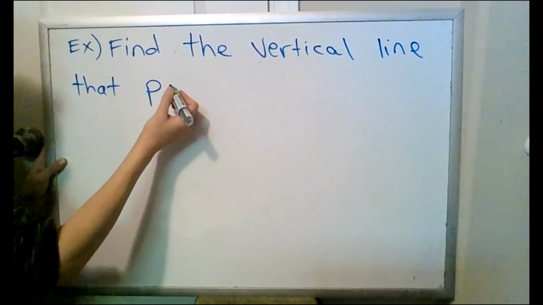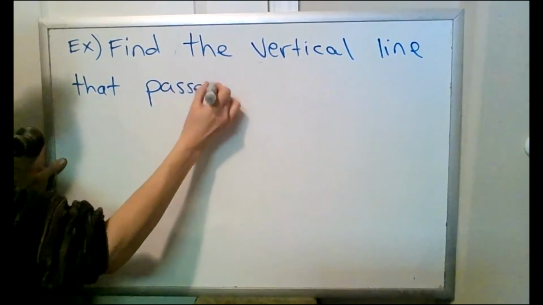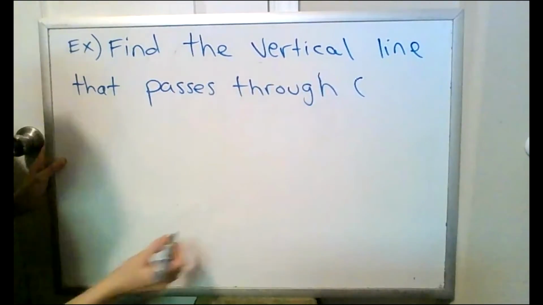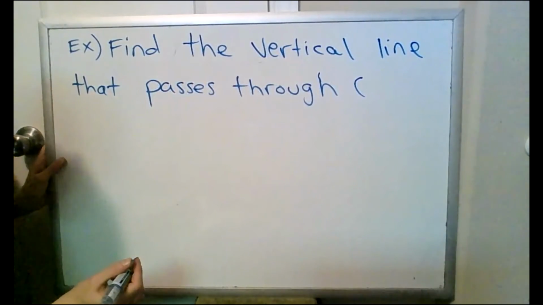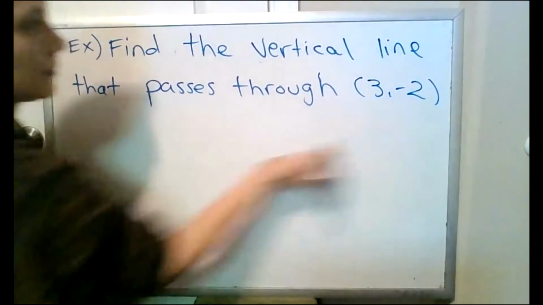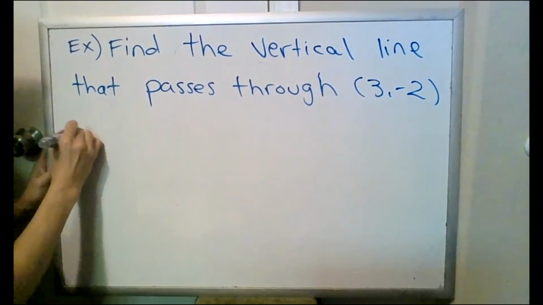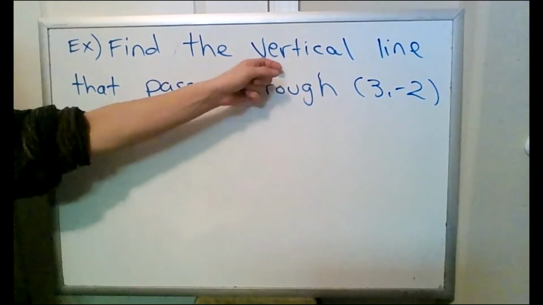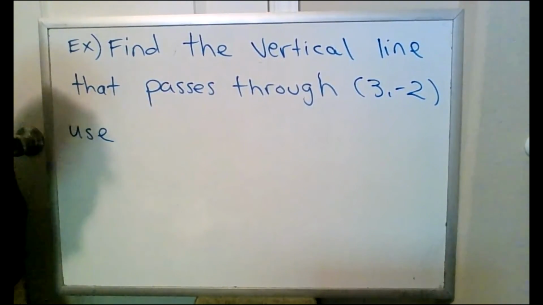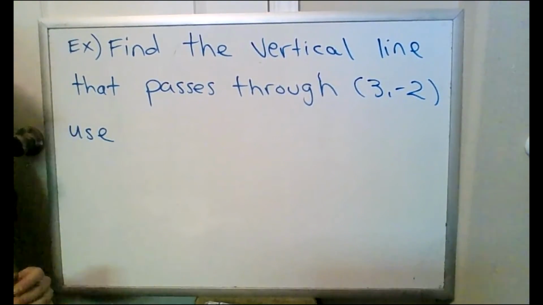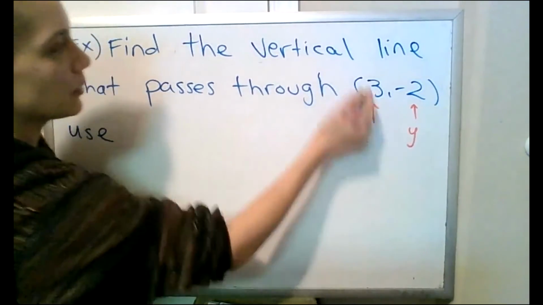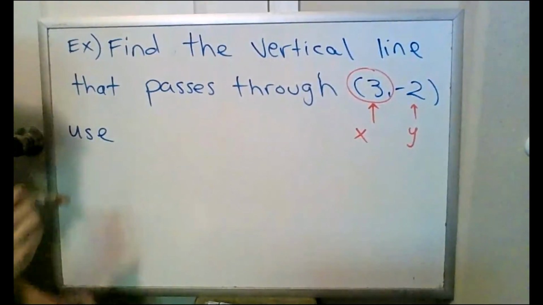I think it passes through the same point, which was 3, -2. For the vertical lines, that's when you have x equals some number. So use the x value from your point. This one's x, this one's y, and we want to go with x equals 3.